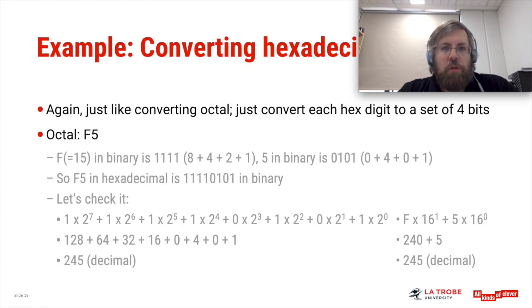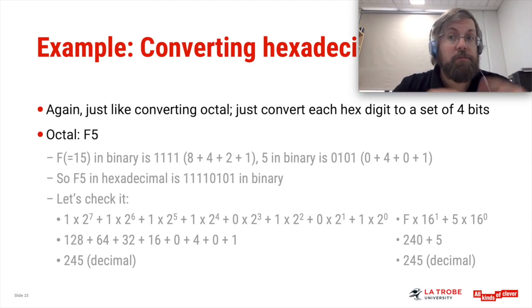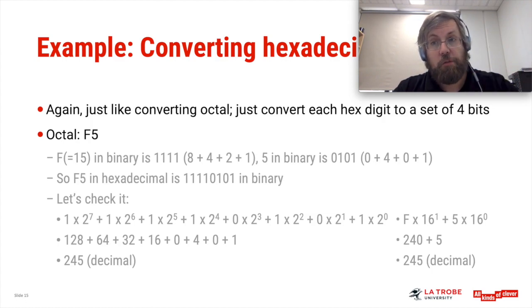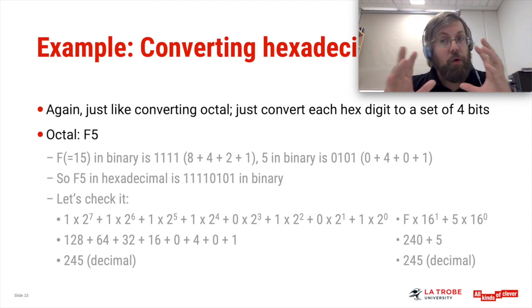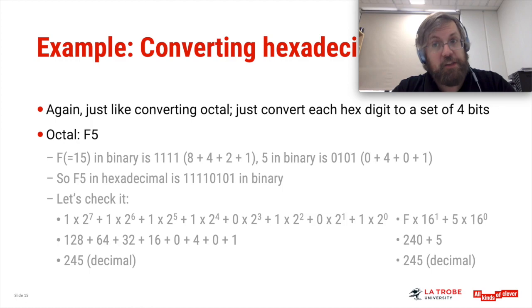So converting from anything to decimal is pretty straightforward. Use the formula, the summation from 0 to k of s sub i times n to the i. Converting between the binary, the power of 2 representations, is pretty simple. Binary to octal, take groups of 3. Binary to hexadecimal, take groups of 4. Octal to binary, turn it into groups of 3. Hexadecimal to binary, turn it into groups of 4.